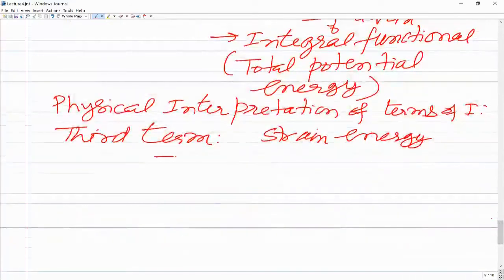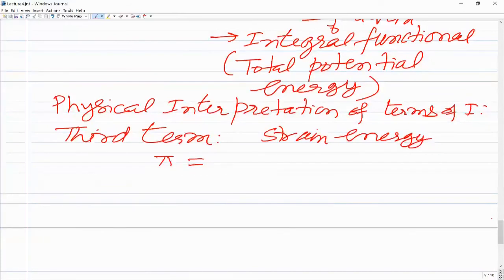Usually we denote the strain energy by pi. Now this rod problem is under a uniaxial state of stress. Uniaxial state of stress means sigma xx is non-zero, and sigma yy, sigma zz, tau xy, tau yz, and tau zx are all zero. And if you look at the strains, epsilon xx is independent and non-zero. Epsilon yy and epsilon zz, using Poisson's ratio, can be expressed in terms of epsilon xx, and gamma xy, gamma yz, and gamma zx are zero.